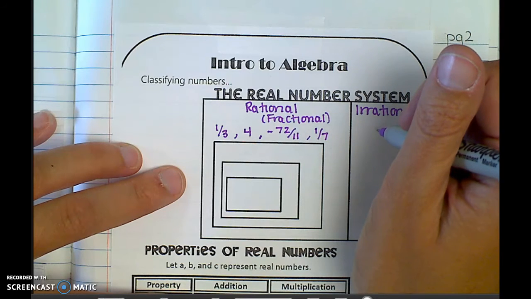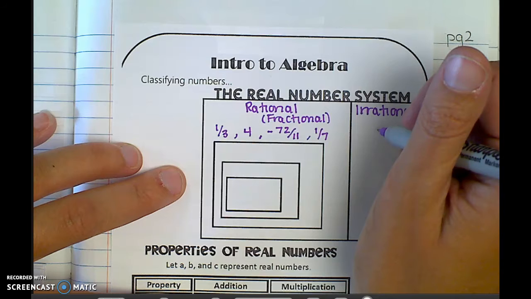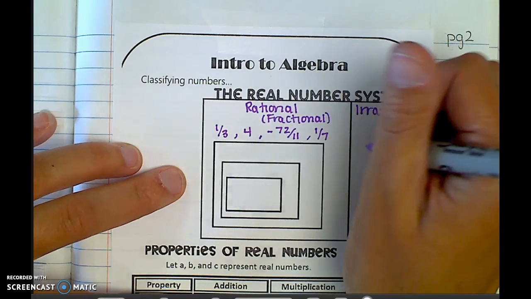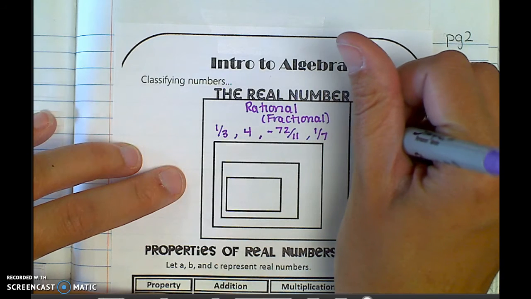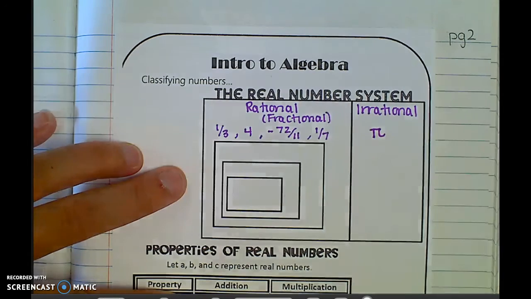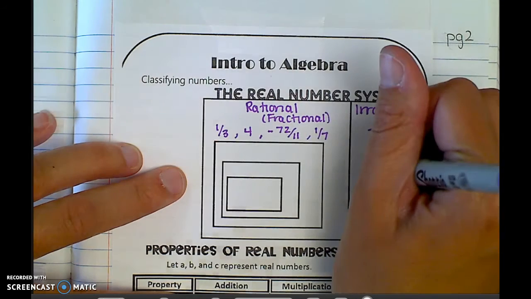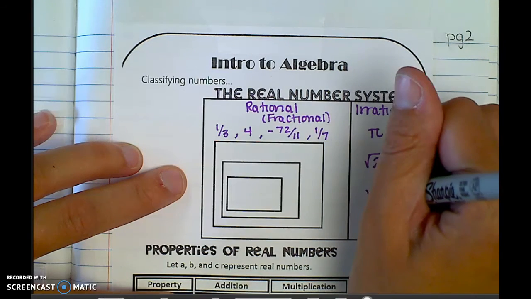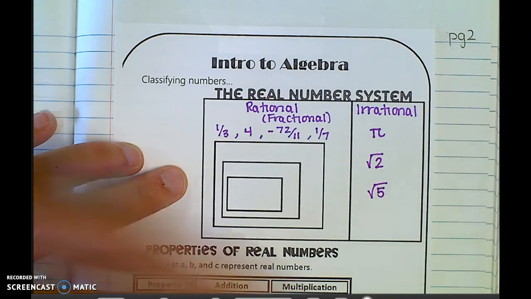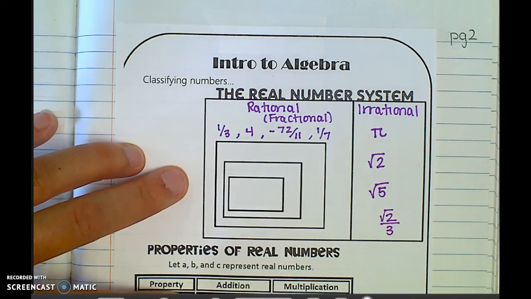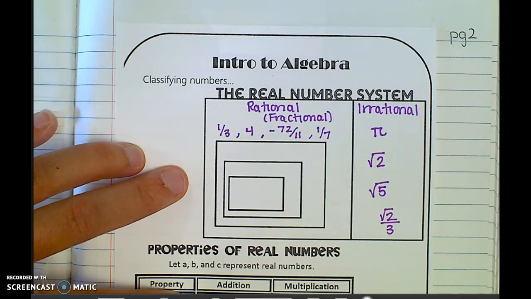If you're thinking of something that's repeating, like 0.6 repeating, that can be written as a fraction. That's 2/3. Irrational has to be a decimal with no end. The best example of that is pi, because pi is 3.14 on and on forever. Another irrational type of number is a number that I try to take the square root of and I can't, like the square root of 2 or the square root of 5. Or even if I write those as a fraction, like the square root of 2/3, that's irrational as well because it involves an irrational number.